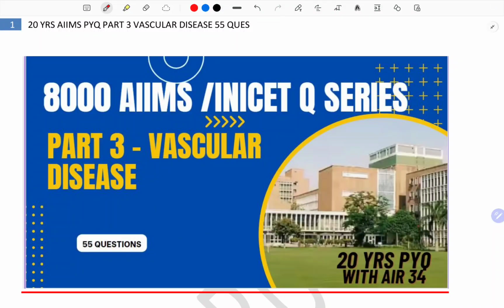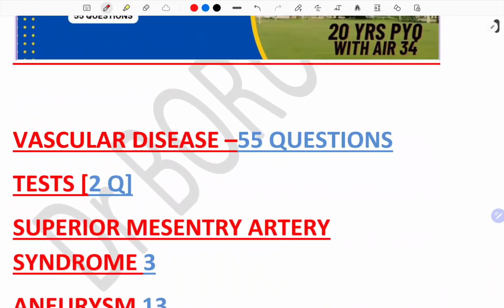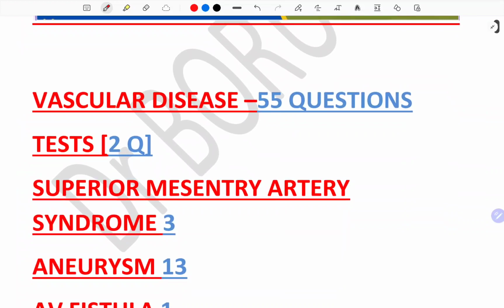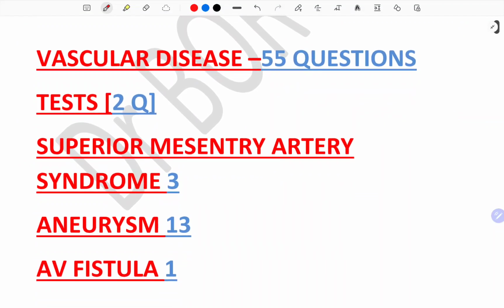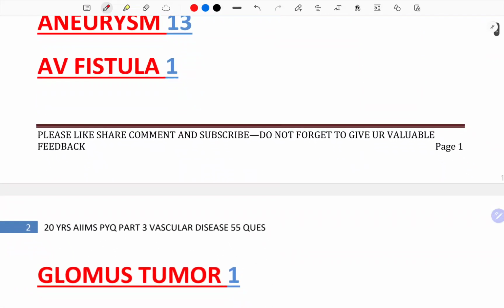Today's topic is vascular disease. Now this is divided into two sections, arterial and venous. And with this we will complete 55 more questions of the series. Now this topic is a very high yielding topic because it is small but the questions asked are more. And in recent times more questions are asked from the arterial section. So we will do 41 questions of that section and the rest are asked from the venous section.